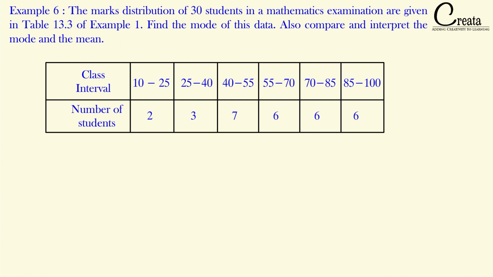the mathematics exam. In the first row, we have the class interval. In the second row, we have the number of students. For example, 2 students got marks between 10 and 25. 3 students got marks between 25 and 40. Similarly, the rest of the data is given. And we have to find the mode of this data set.